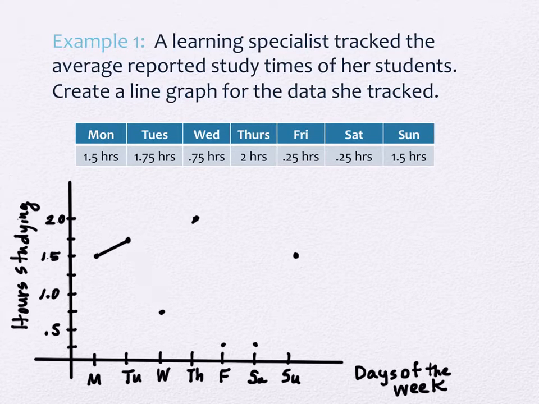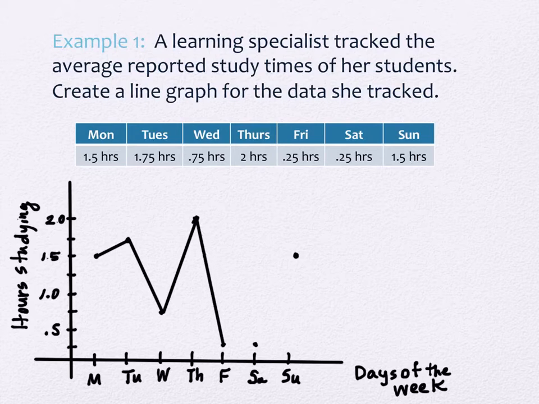Okay, I skipped one. That was not good. No, I didn't. That was it. All right, and so you're just connecting one to the next over time. So I want to connect each of the days of the week's hours. And my graph looks something like this. And that's a line graph.